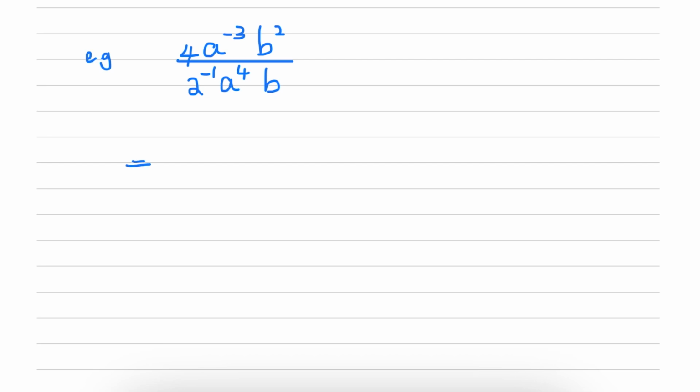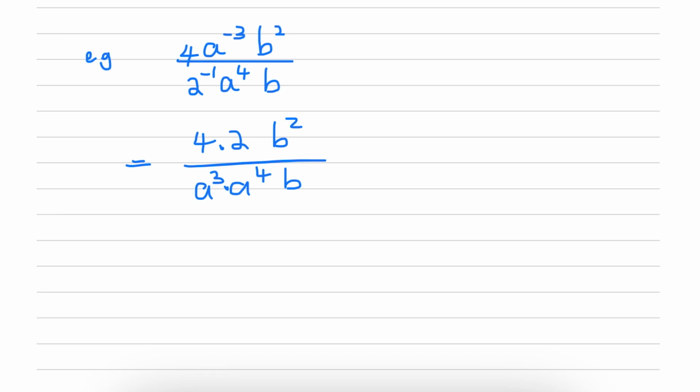In other words, I'm going to keep the 4 where it is, but the 2, which has the negative exponent, 2 to the power of negative 1, that is going to move now to the numerator. So that becomes 2 to the power of positive 1. Okay, then a to the power of negative 3 is going to fall here at the bottom. And then the a to the power of 4, because it's already positive, that should stay at the bottom, okay? And then b to the power of 2 is positive, so it stays at the top. B to the power of 1 is also positive, so that stays at the bottom.